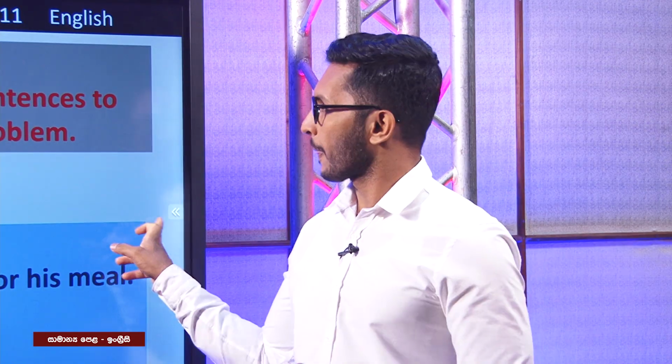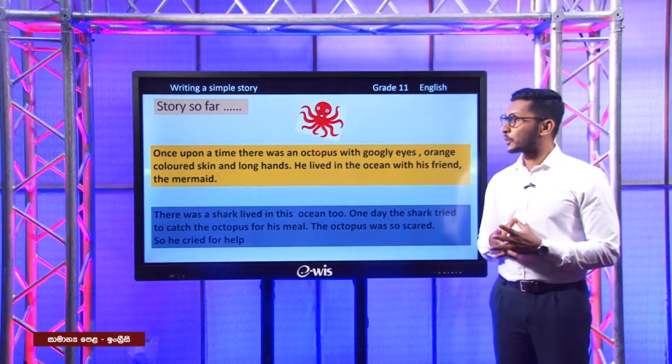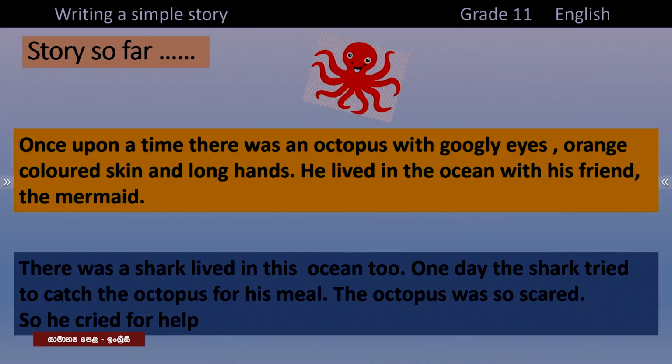With that, let me sum up what we have written so far. So, the story so far is like this. Once upon a time, there was an octopus with googly eyes, orange-colored skin, and long hands. He lived in the ocean with his friend the mermaid. There was a shark lived in this ocean too. One day, the shark tried to catch the octopus for his meal. The octopus was so scared, so he cried for help.